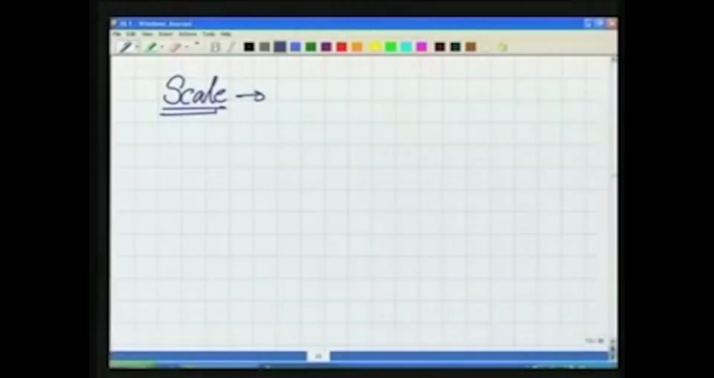Now, about this scaling, what are the scales? What are their types? Number one way of representing the scale is by representative fraction.